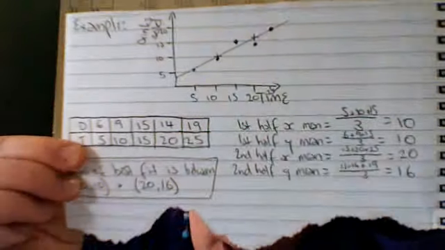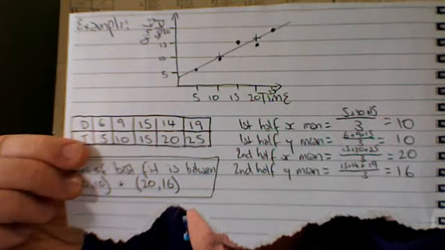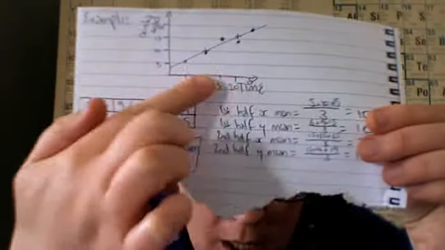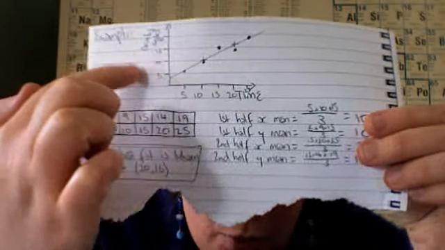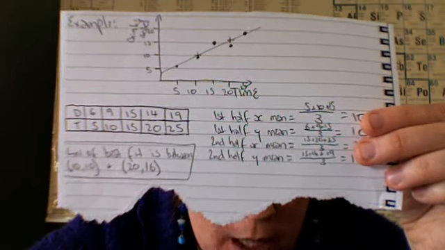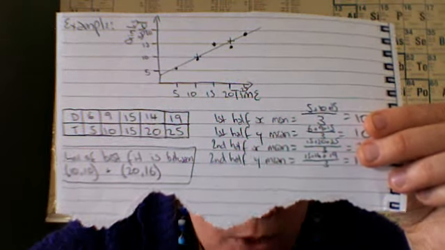Okay, so if we have an example, so look at this. So what we've got is we've got time along the bottom here. So this is time, and up here is the amount of drinks that they've sold, okay? So these are the amount of drinks that they've sold after a certain amount of minutes, all right?